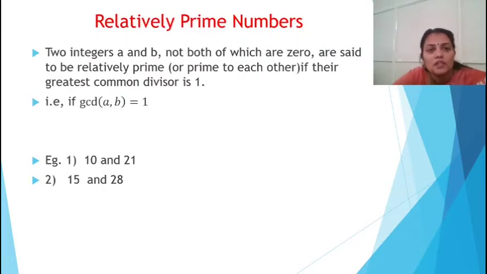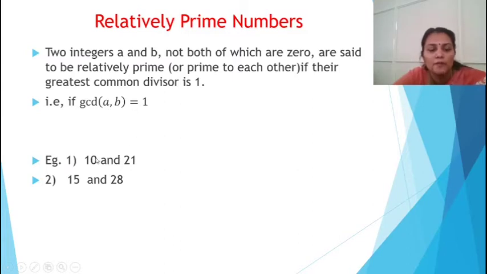Now we have the concept of relatively prime integers. Two integers A and B, not both of which are 0, are said to be relatively prime, or in other words prime to each other, if their greatest common divisor is 1. That is, if their GCD equals 1.